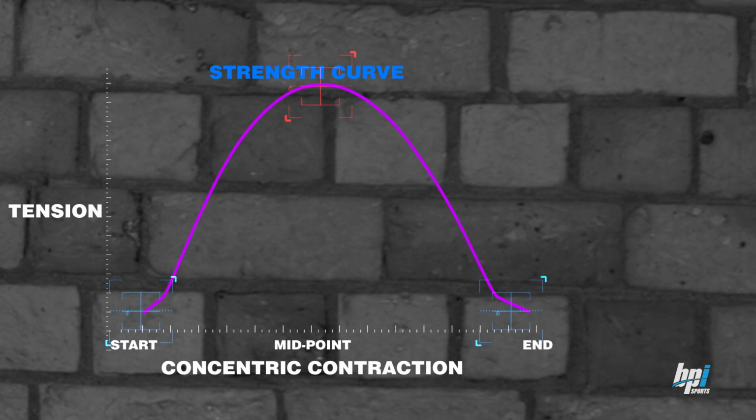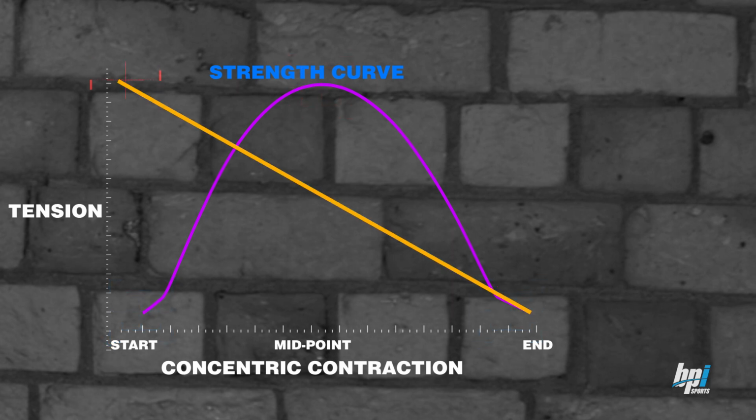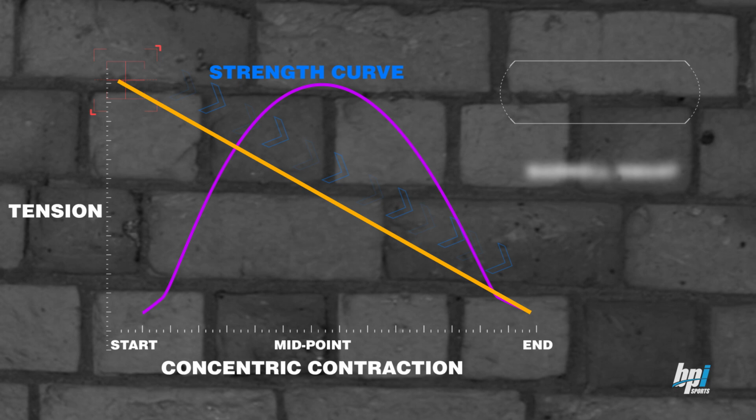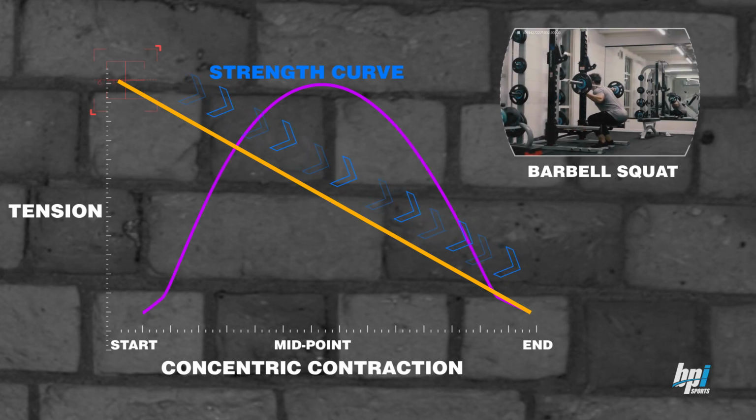Now meet the strength curve known as the linear ascending curve, where the difficulty is highest at the beginning of the movement and the weight gets easier as you lift closer to the completion of the range of movement. The barbell squat is a good example of a linear ascending strength curve, since it is hardest at the start of the concentric phase, at the bottom of the movement.